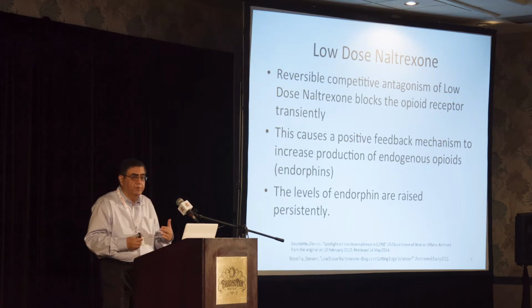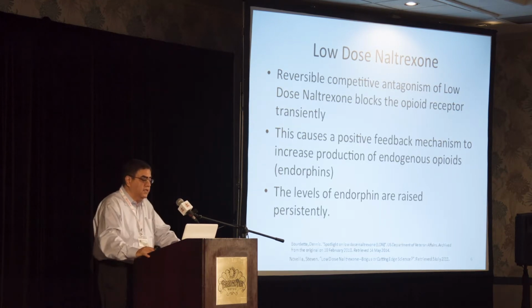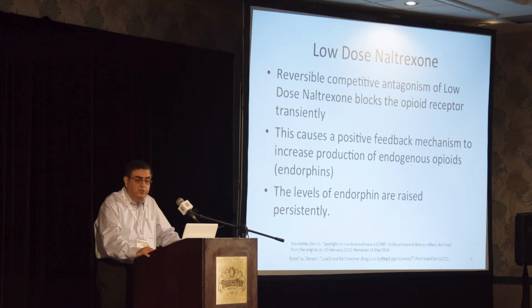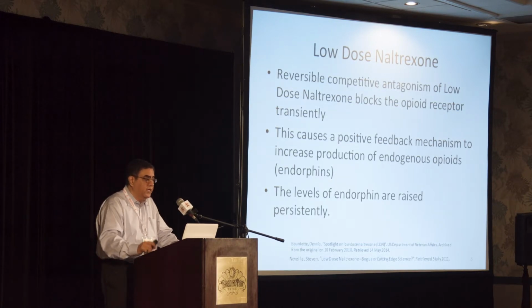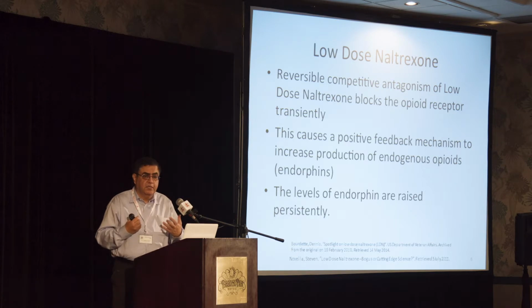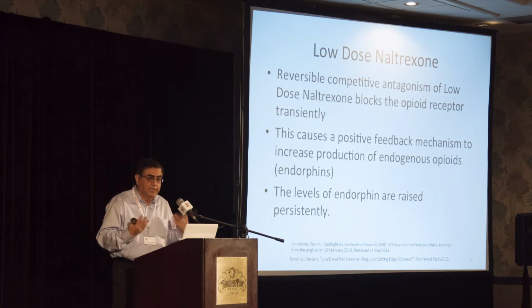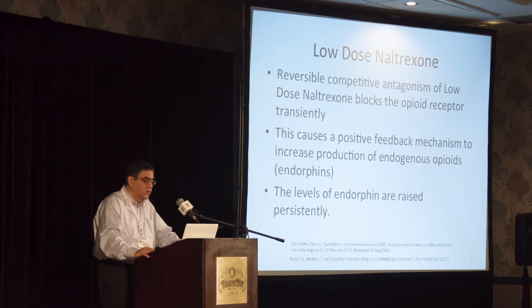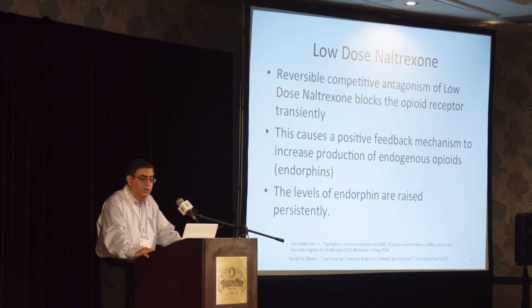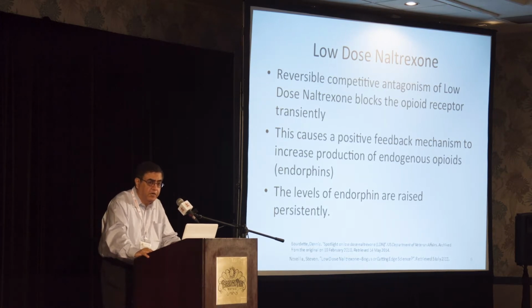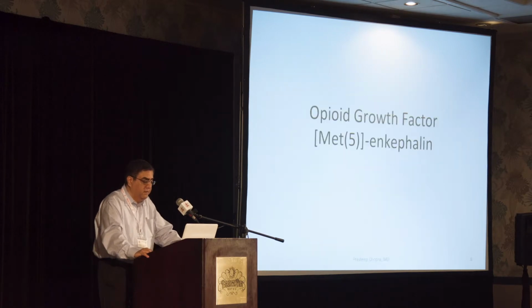Now, when that happens, the brain thinks that we need to produce more endorphins, also known as endogenous opioids. So the brain gets a signal that it's not producing enough endorphins, and starts to produce more and more endorphins, as a result of which the endorphin levels increase. And as you know, endorphins are the most powerful painkillers in the world.